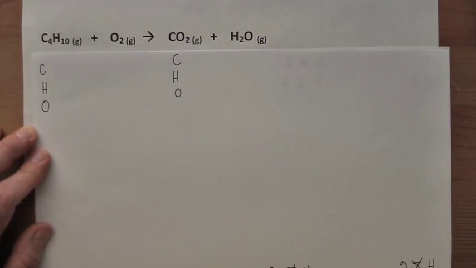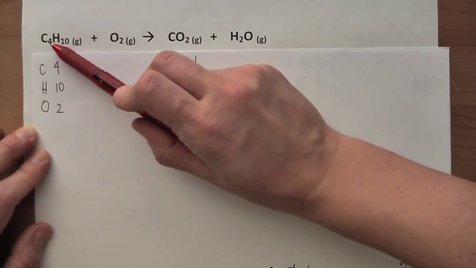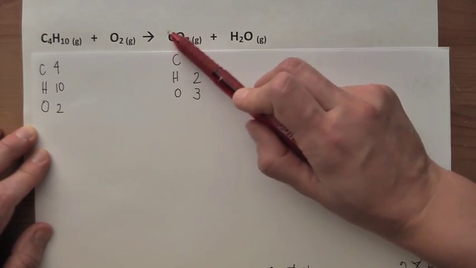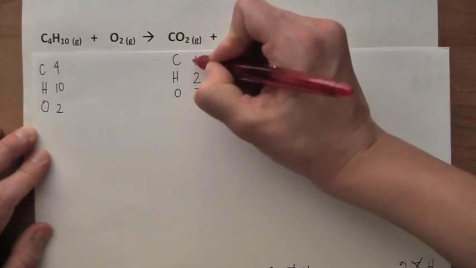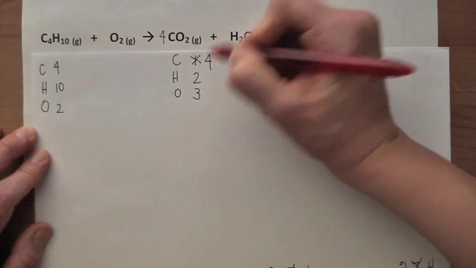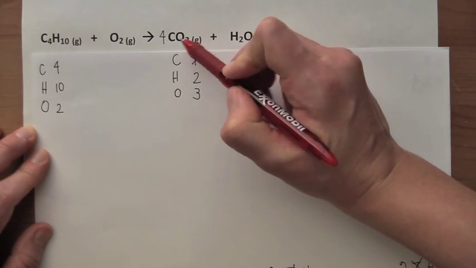product side. Now I need to count them up. I've counted them up, and this is what I have. Now I need to start balancing. Where should I start? Let's start with the carbon. I have 4 carbon here, and I know the only spot I have carbon over here is in this location. So let's put a 4 out front. That changes this to 4, but it also changes my oxygen.